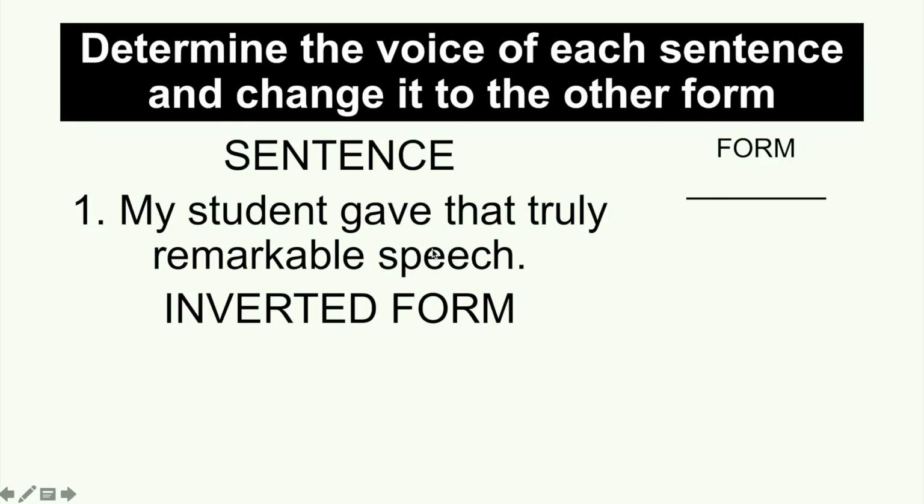If you notice here, yung my student, siya yung gumawa, siya yung nagbigay ng speech. Okay? So nauna siya. Then yung verb, which is simple, wala ka ring be auxiliary here. And then wala kang by plus the doer. So ibig sabihin nun, this is actually in the active form. Okay? So ngayon babaliktarin na natin siya.